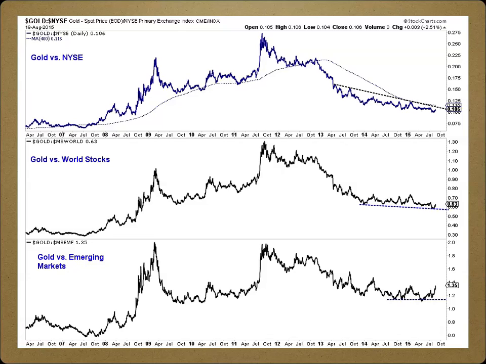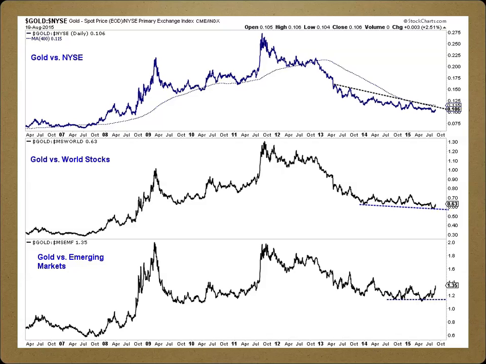So we can see that gold against emerging markets is actually showing a lot of strength. I looked at this, and today's close in that relationship was the second highest close in the past 15 months. So that could make a 52-week high tomorrow possibly. That's a very good sign. Gold is strengthening against emerging markets, and we can see gold is weakest against the U.S., or the NYSE.